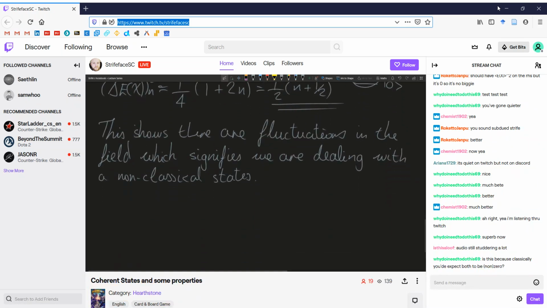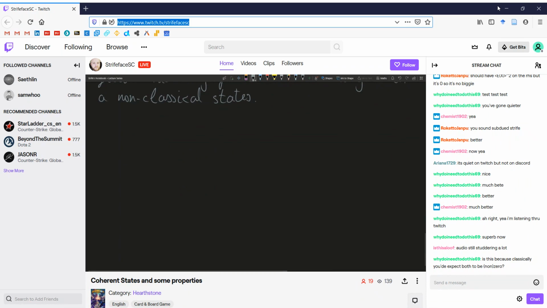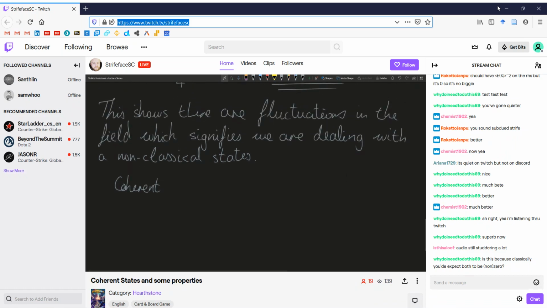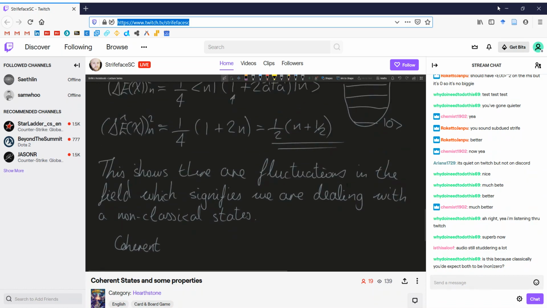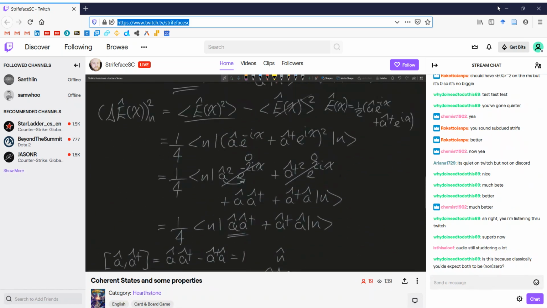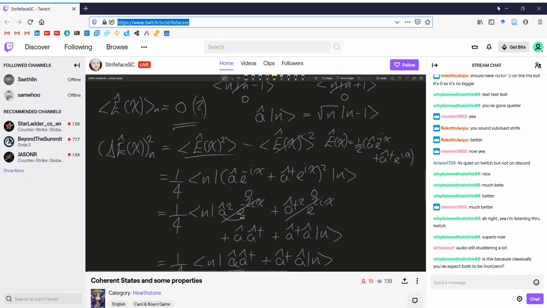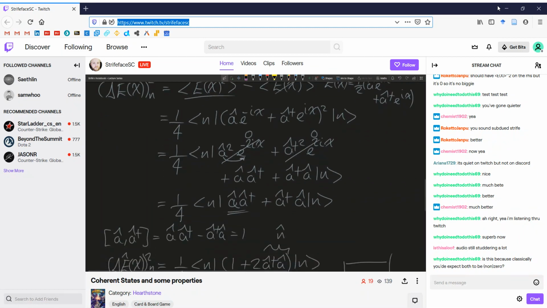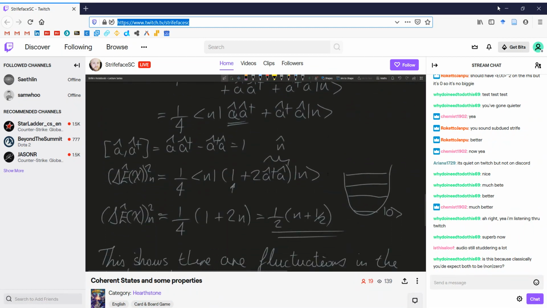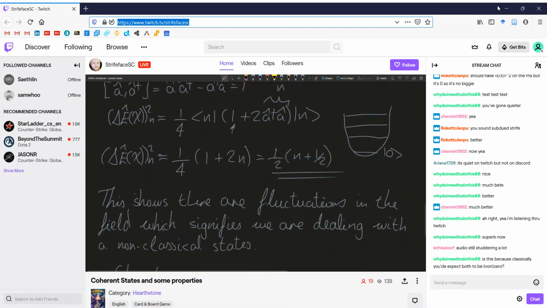Is this because classically you'd expect both to be non-zero? No, the main thing is we expect the mean value to be non-zero. Now you're right, actually. I should explain that a little bit more. So if you recall back, when we calculated the mean and the variance of the number states, we got the mean was n, the variance was 0. Thank you for asking that question. I should have been clearer.